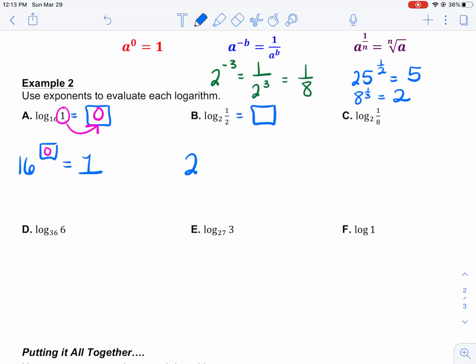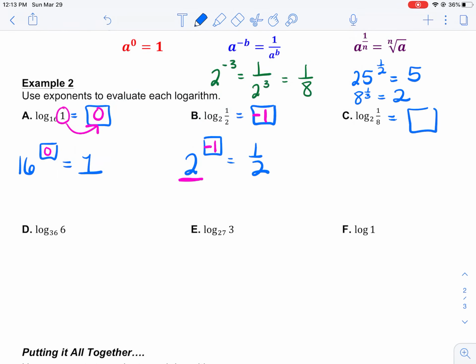All right, so the next one, we're trying to figure out 2 to what power equals 1/2. Okay, well, we know 2 to the first power equals 2. And so how did that 2 get on the bottom? It must have been a negative exponent. Okay, so log base 2 of 1/2 is -1. So notice if your base is a whole number and then you end up with a fraction with a 1 on top, then your exponent is probably going to be negative.